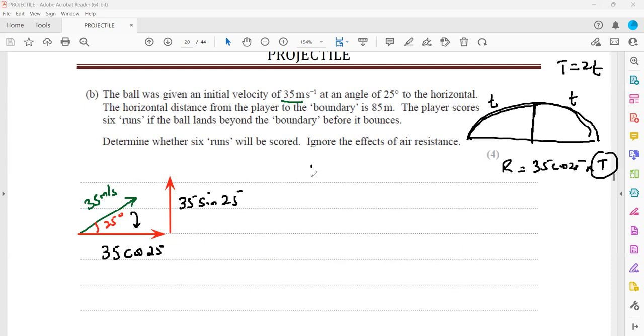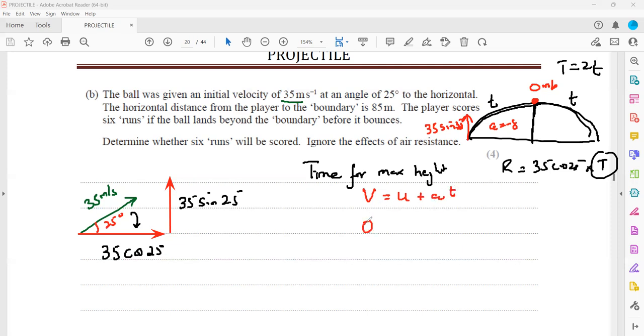So first we have to find the time to reach the maximum height. When it reaches the maximum height, the vertical component of the motion, which is initially 35 sine 25, becomes 0. The deceleration is due to gravity, which is minus 9.81. So we'll use the formula V equals U plus AT, where V is the final vertical component, 0, U is the initial vertical component, 35 sine 25, and the acceleration is due to gravity, minus 9.81.